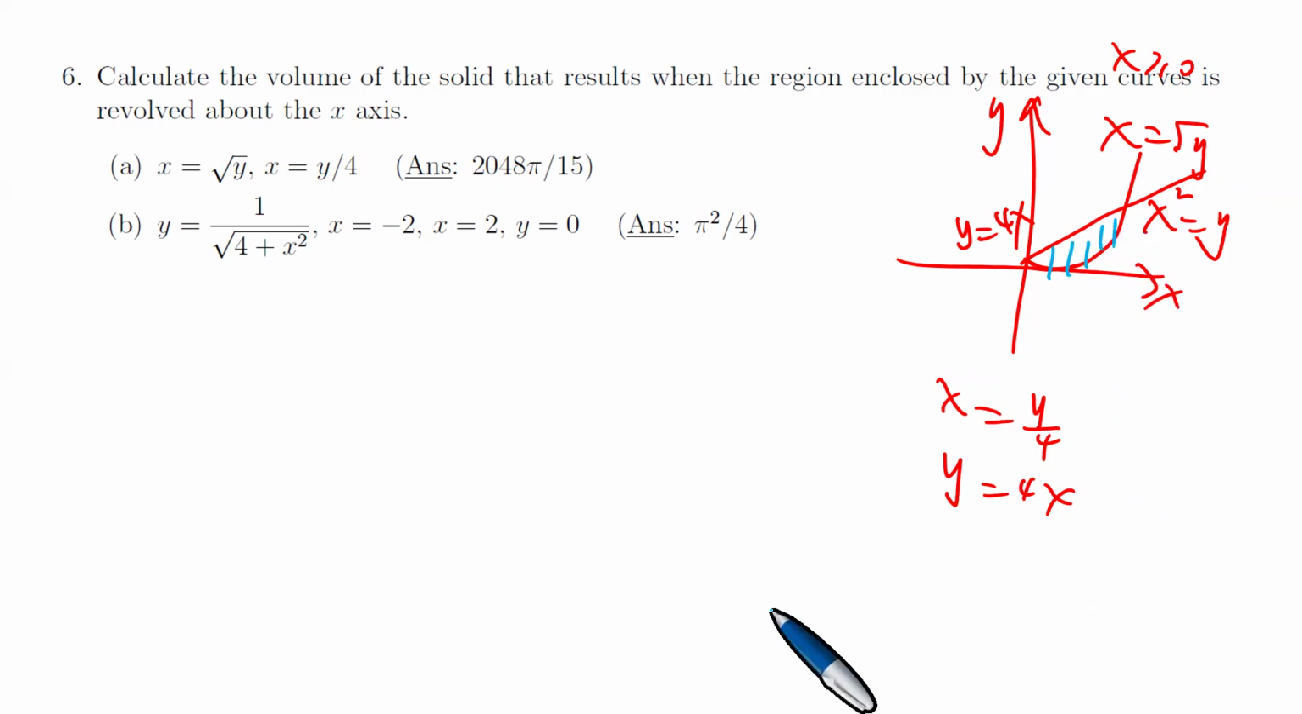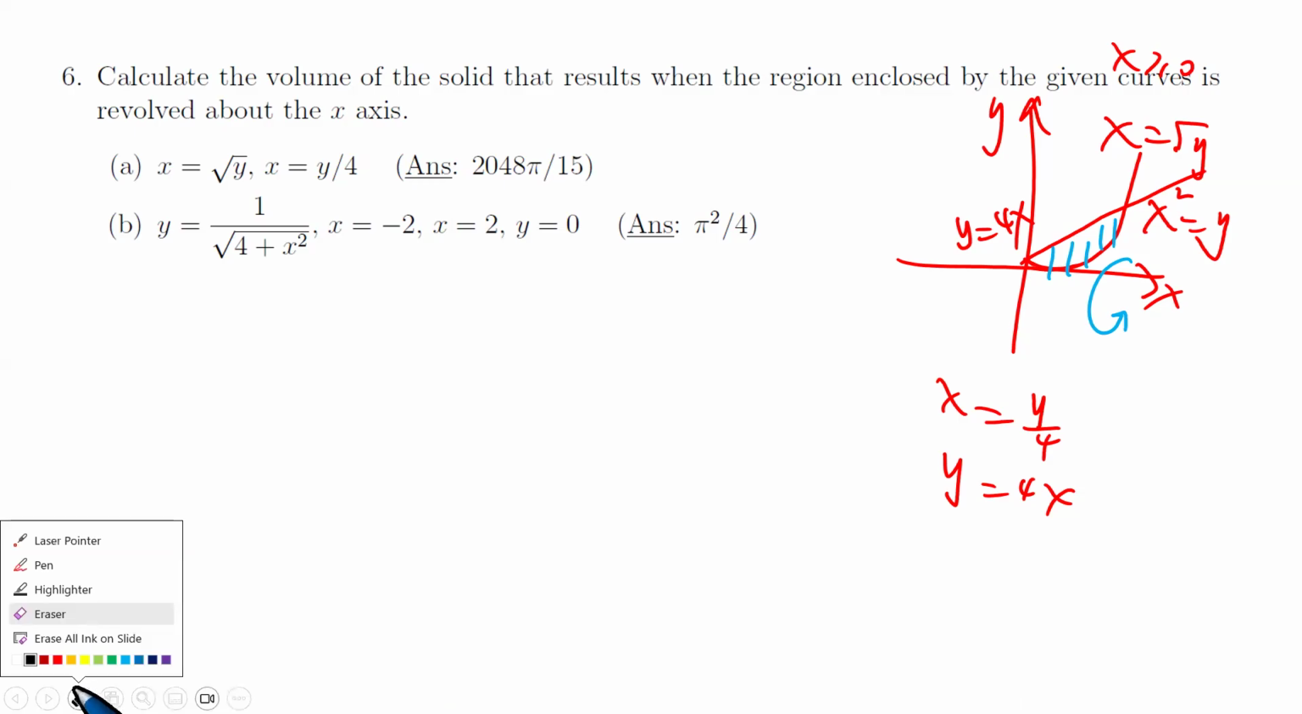So we need to find the volume of the solid that results when the region enclosed by the given curves is revolved about the x-axis. So you decide to revolve it about the x-axis like this. Revolving about the x-axis, you obviously have a couple of observations to make. A couple of things become very important. Are you having any gap? So the easiest method to use here is most certainly the washer method.